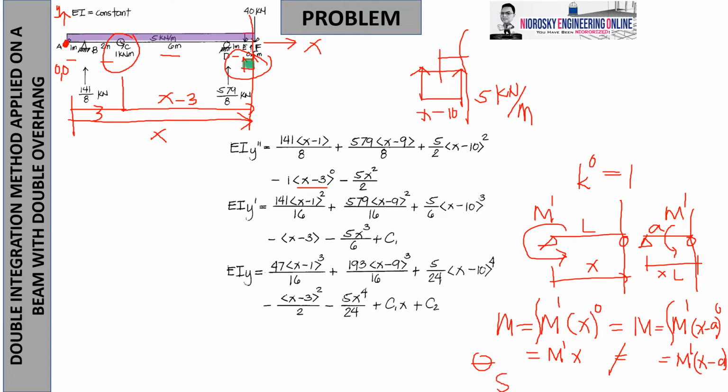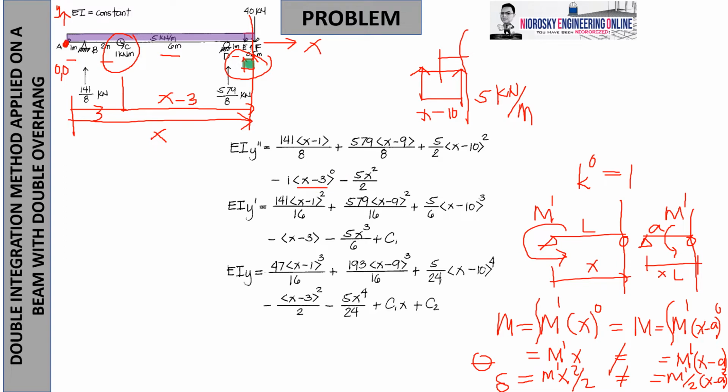How much more for a deflection, which is m prime x squared over 2, not equal to m prime over 2 times x minus a raised to 2. So there's a difference. Therefore, be careful that whenever you're writing the moment equation, you have to include the moment's rotation, if that is negative since it is counterclockwise, and the moment arm raised to 0. So you have to prepare that.